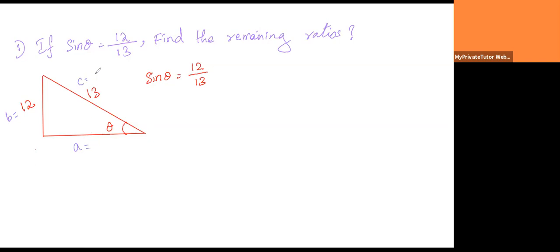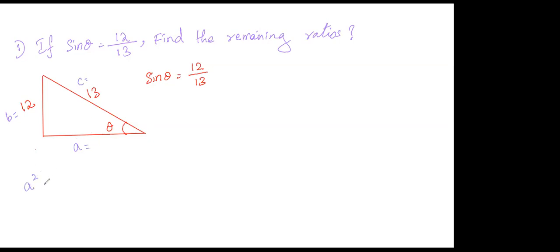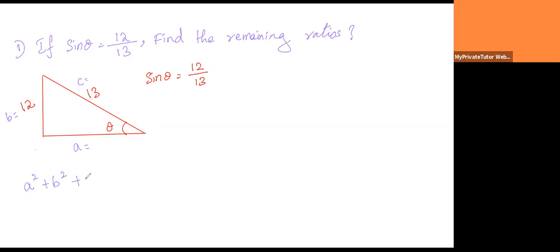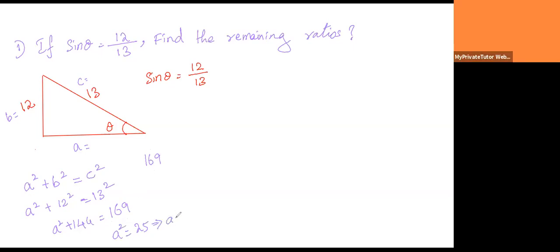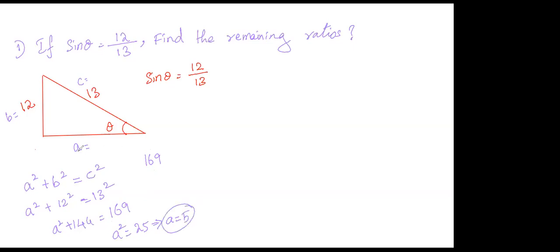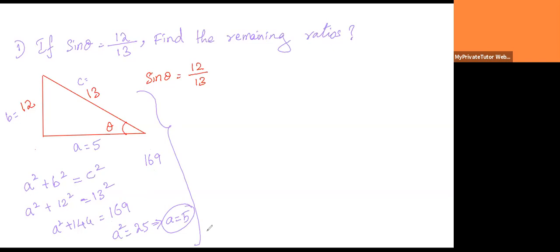We can use the Pythagoras theorem: A square plus B square equals C square. A we don't know, B is 12, and C is 13. So A square plus 144 equals 169. If you move it to the other side, 169 minus 144 is 25. So A square is 25, and A is 5. I think Michelle is able to follow me.